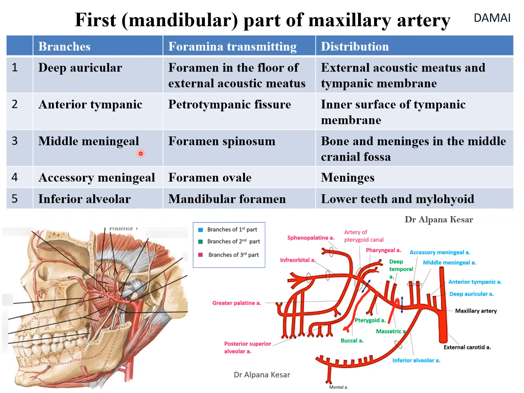Middle meningeal artery passes through foramen spinosum to enter the middle cranial fossa. It supplies bone and meninges in the middle cranial fossa. Accessory meningeal artery passes through foramen ovale and supplies meninges in the middle cranial fossa. Inferior alveolar artery passes through mandibular foramen and supplies the lower teeth and mylohyoid muscle.